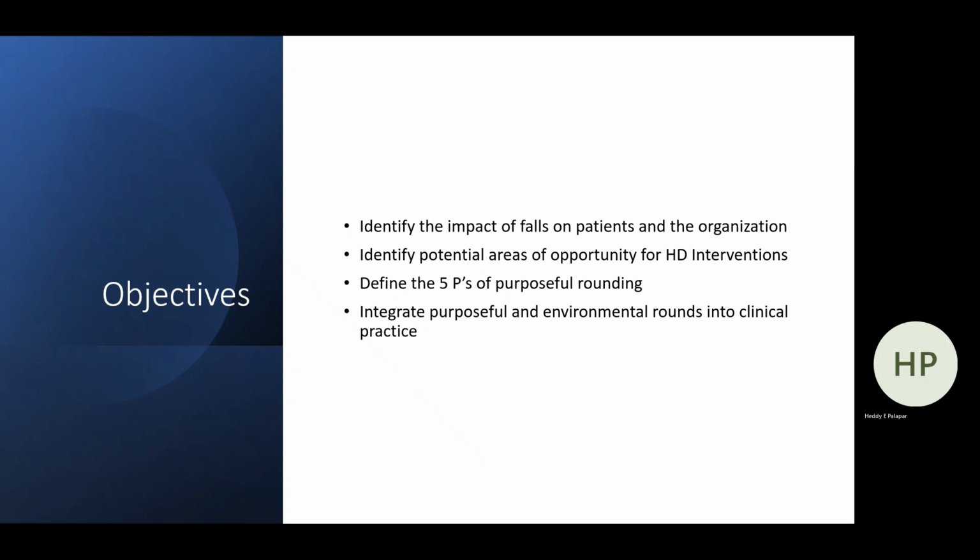The objectives for this presentation are to identify the impact of falls on patients and the organization, identify potential areas of opportunity for Hester Davis interventions, define the 5 Ps of purposeful rounding, and lastly, integrate purposeful and environmental rounds in the clinical practice.